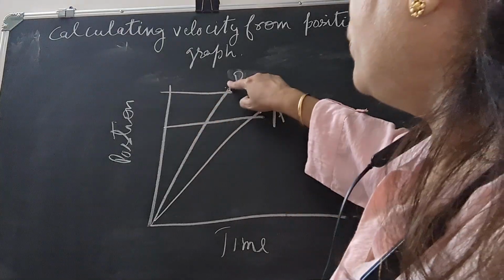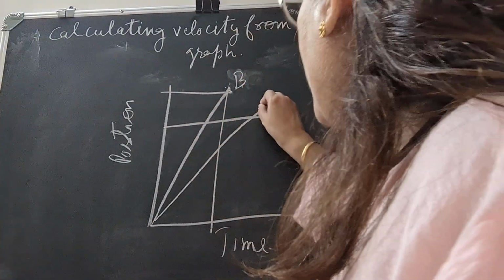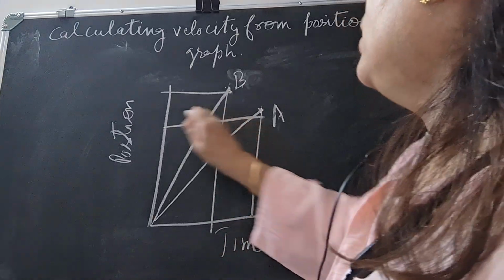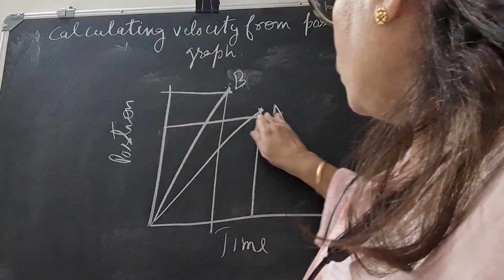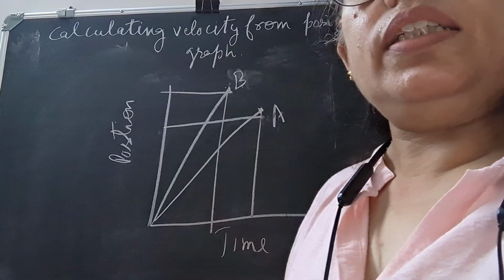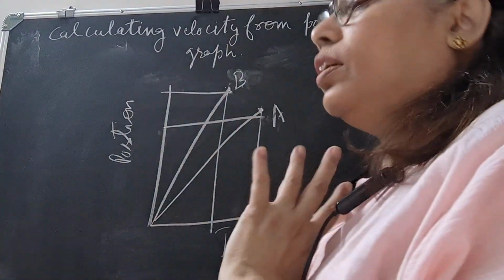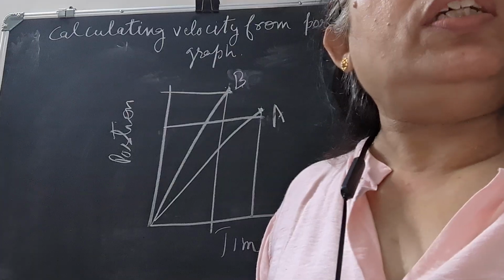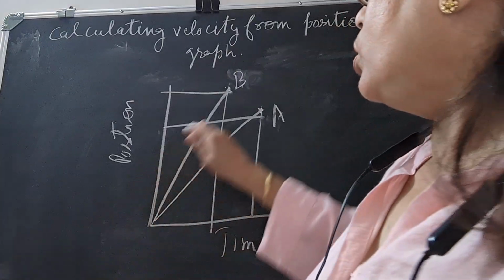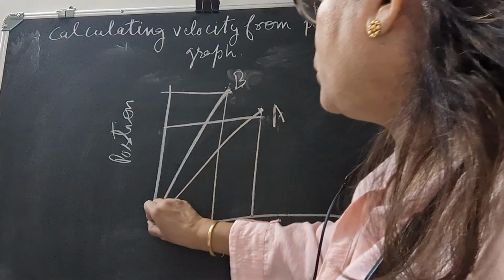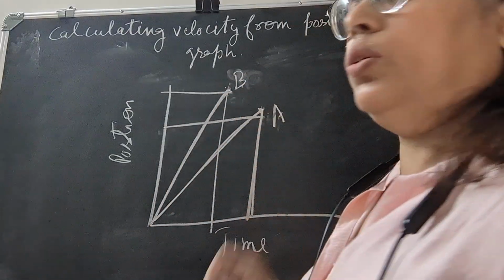B is moving further away in less time as compared to A. A is taking more time to move away. So this is comparing the displacement of two objects from the position time graph. So whose velocity is more? The velocity of B is more, because B is steeper; its slope is more as compared to A.